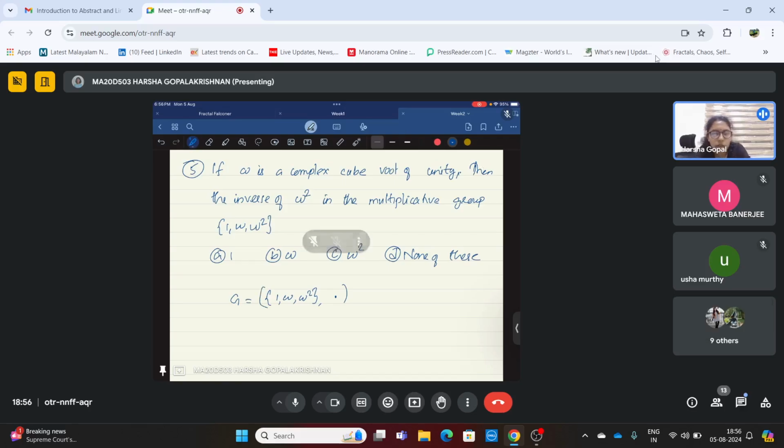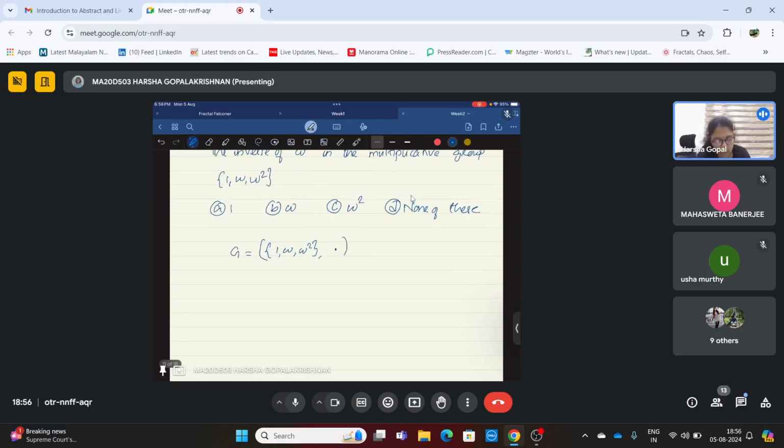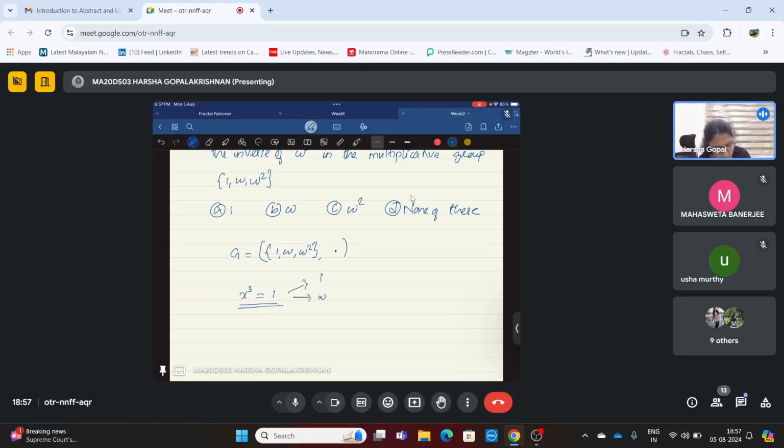Now I don't know whether you all know about the complex cube roots of unity, so let me just give a simple explanation. If we have the equation x cube equal to 1, then it is a third degree polynomial. For any degree n polynomial we will have n roots or n solutions. So this equation x cube equal to 1 will have 3 solutions. What are the solutions? They are usually denoted by 1, omega, omega square.